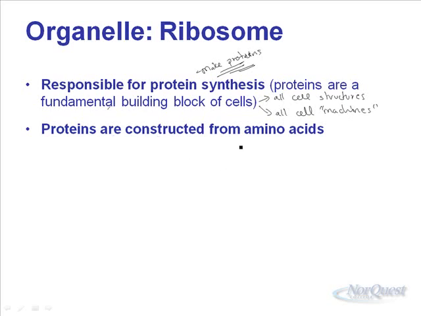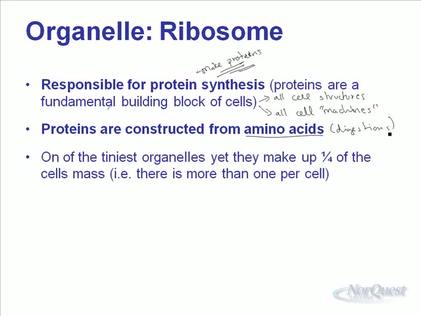They're constructed from amino acids, and we'll talk more about amino acids when we get to digestion. Because if we need amino acids, we should figure out how we're getting them. They're one of the tiniest organelles in our body, yet they make up more than 1/4 of the cell's mass. And this should tell you how important they are. There are so many ribosomes making proteins that they make up 1/4 of the weight of the cell. Another way to say that is, if we excluded the bone from our body, 1/4 of that leftover mass would be just from ribosomes.